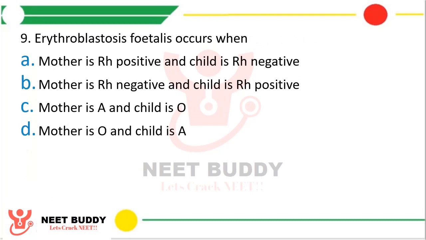Question 9. Erythroblastosis fetalis occurs when mother is Rh positive, child is Rh negative, mother is Rh negative, child is Rh positive, mother is A blood group and child is O, or mother is O blood group, child is A. Erythroblastosis fetalis occurs when?